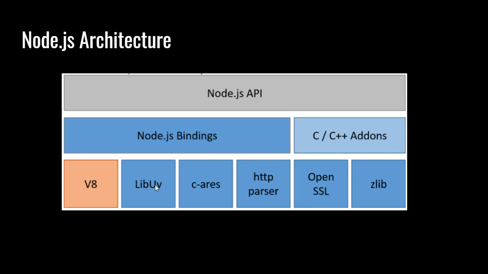HTTP and parser, these things are built in. HTTP, basically, when you're talking about a web server handling HTTP requests. OpenSSL, those are secure sockets, secure protocols. zlib is another module. Basically, you're talking about compression, file compression, data compression, all built in, right?